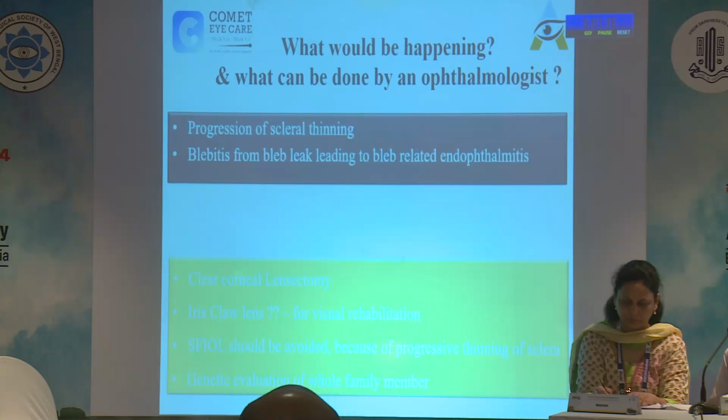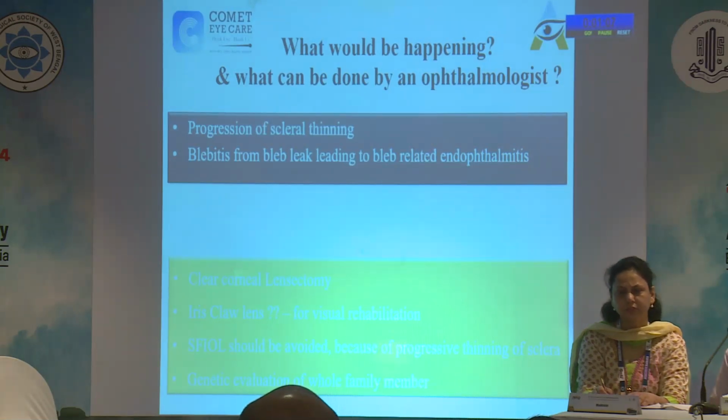So in these scenarios, what can be done? A clear corneal lensectomy can be done. Iris claw lens, question mark, because there are patchy areas of atrophy. SFIOL should also be avoided because of progressive thinning of sclera. So a contact lens might be given in such scenarios after clear corneal lensectomy. Genetic evaluation of the whole family is needed.